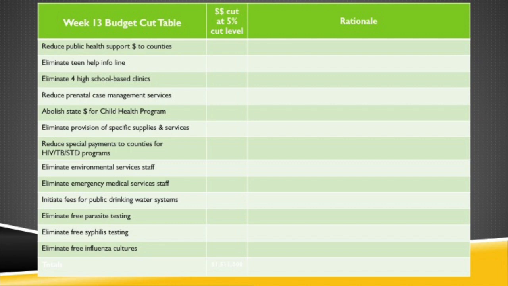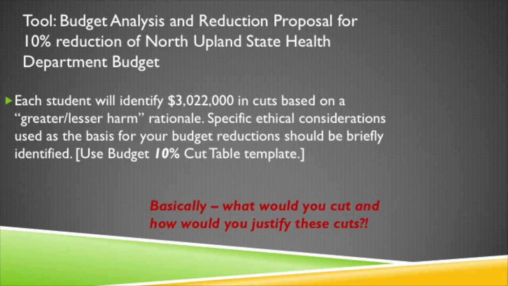And another way to think about it is, if we were to increase 5% only on certain items and have the other items remain, how would that change the overall outcome? So for this week's module, the task is to do a budget analysis and reduction proposal for 10% for North Upland State Health Department's budget. In this example, each student will identify $3,022,000 in cuts based on a greater or less harm rationale.